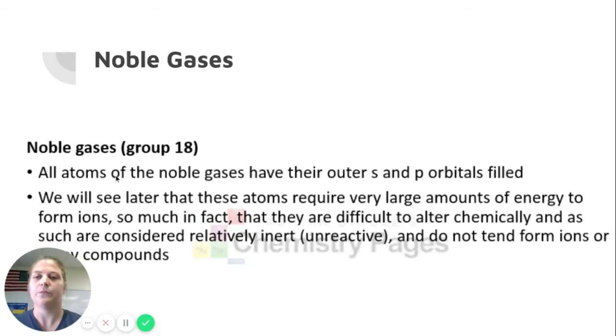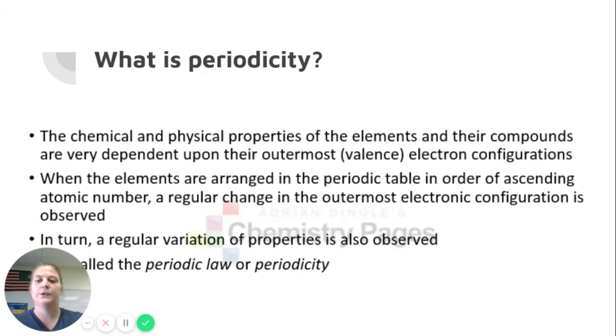So the first thing, if we're going to be talking about periodic trends, what the heck is periodicity? Periodic trends, what are they? These are going to be our chemical and physical properties that are dependent on our valence electrons. When we look at the periodic table, it is beautifully arranged according to atomic number, which means that there is a regular change in valence electrons as you go across and down.